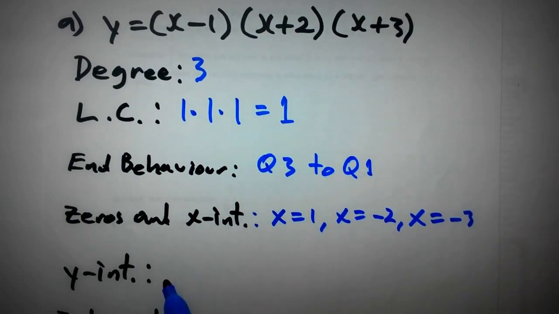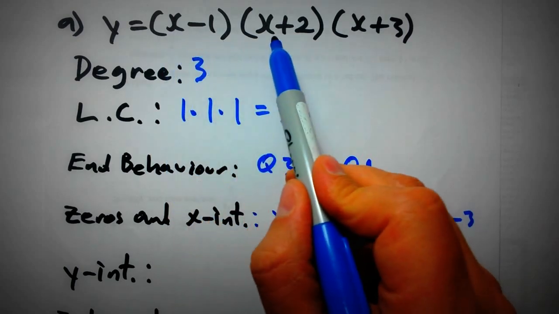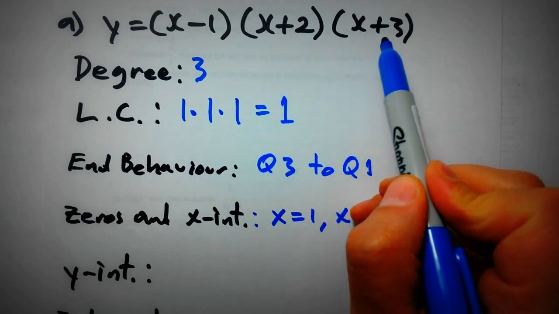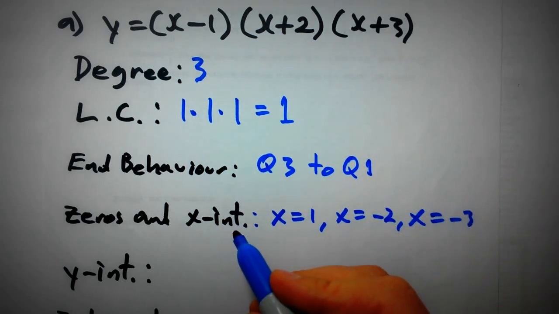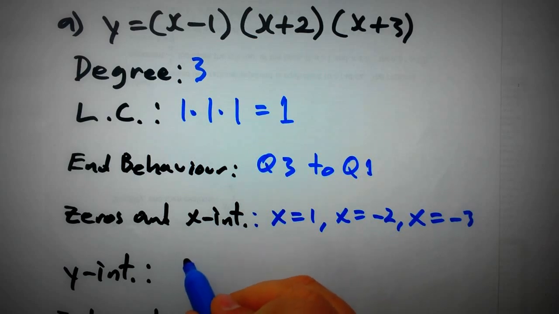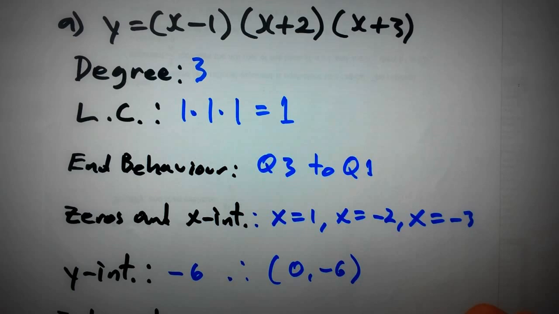And what is the y-intercept? How do we find the y-intercept? Well, we let x equal 0. So this is -1, this becomes 2, this becomes 3. So 3 times 2 is 6, and 6 times -1 gives us -6. So our y-intercept is -6, or more specifically, the point (0, -6).